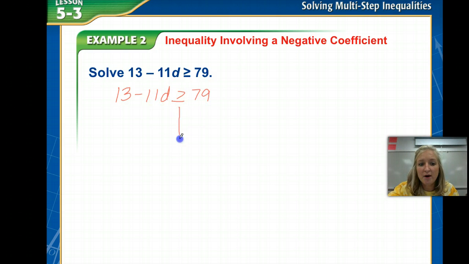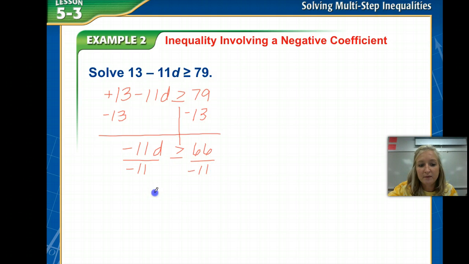I'm going to treat this just like I would an equation and draw my line down the inequality. Whatever you do to one side, you must do to the other. We are going to combine like terms. So the only option I have to do is to subtract 13 from both sides. I'm left with negative 11d is greater than or equal to 66. And I'm going to divide by negative 11 on both sides. When I multiply or divide by a negative, I must flip the sign, and my answer becomes d is less than or equal to negative 6.